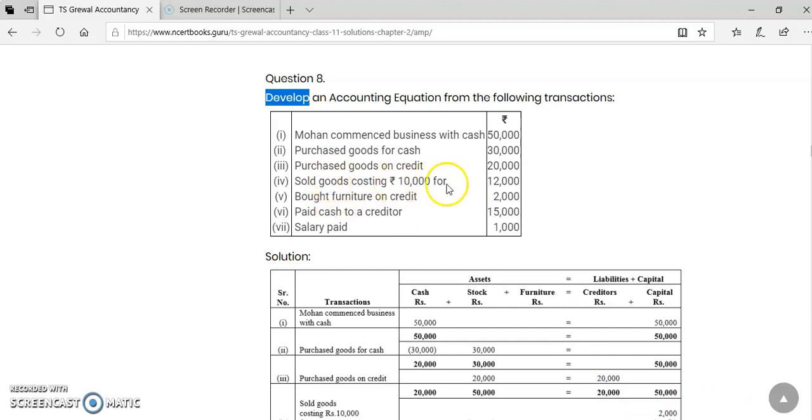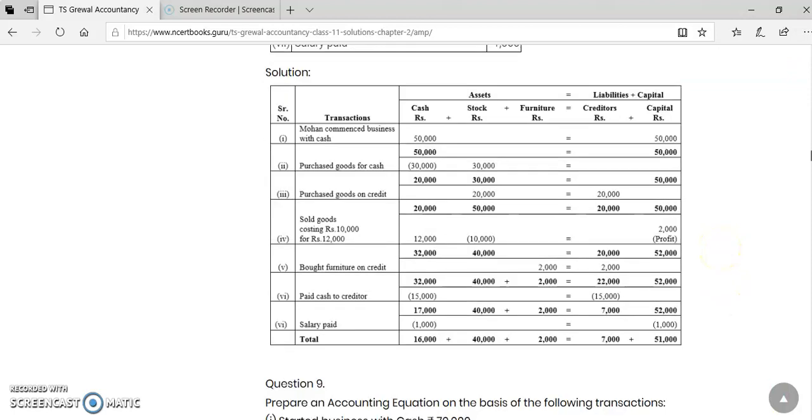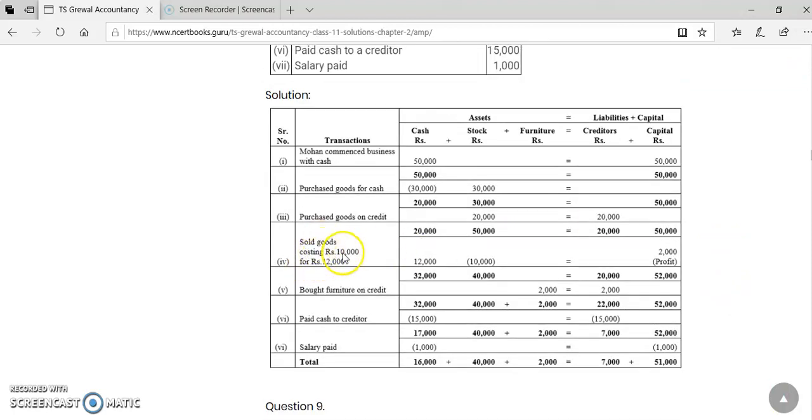Sold goods costing 10,000 for 12,000. This is important. Now, what are you doing in the business? You are selling goods at a cost of 10,000 for 12,000. So it means you are earning how much profit? 2,000. Now, let's see this transaction. Sold goods costing 10,000 for 12,000. If nothing is mentioned, you have to assume that the transaction is always in cash. If a party name is mentioned, then you can say that the transaction is on credit.